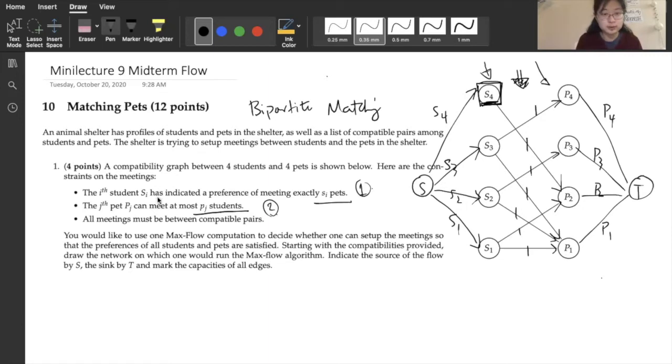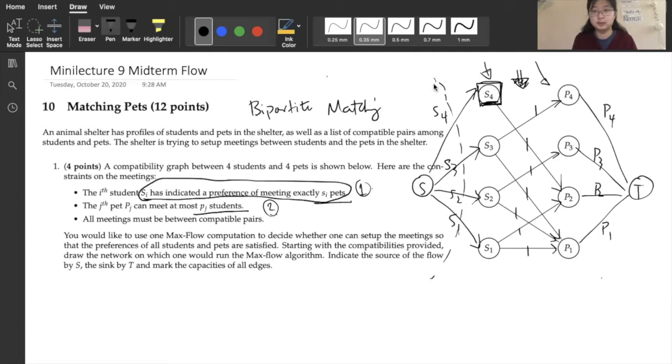The goal is I want a student to meet exactly S1 pets. I can't meet fewer than S1, right? Because of course I can always meet 0. This graph always works out. I can just meet 0 people, 0 pets, whatever. But we want to meet exactly S1, which means all of these edges at this cut have to be saturated. So this means that there have to be S4 flows going into S4, indicating S4 potential meetings.